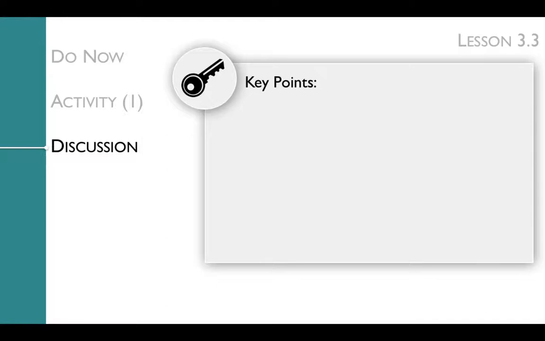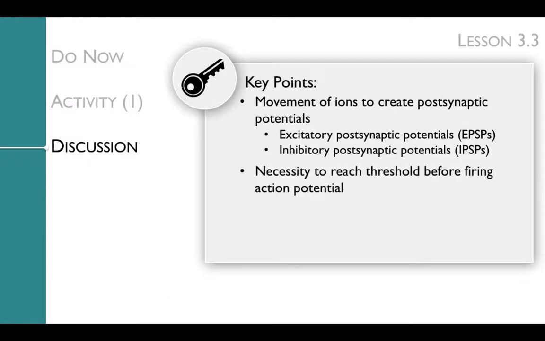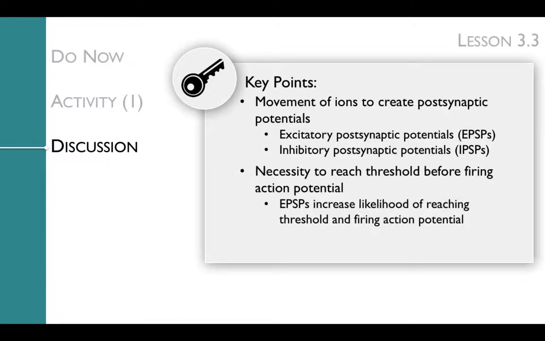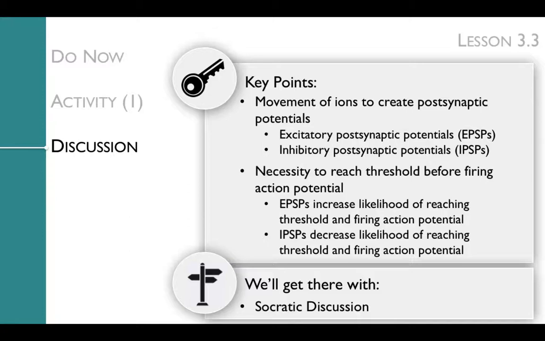The key points of the discussion are to explore the movement of ions that create postsynaptic potentials. We'll examine how the entry of positive ions creates excitatory postsynaptic potentials, called EPSPs, and how the entry of negative ions creates inhibitory postsynaptic potentials, or IPSPs. Additionally, this discussion focuses on the necessity to reach threshold before firing action potentials. EPSPs increase the likelihood of reaching threshold and firing an action potential, whereas IPSPs decrease the likelihood of reaching threshold and firing an action potential. So they are said to inhibit a neuron from signaling. We'll get to these key points with a Socratic discussion.